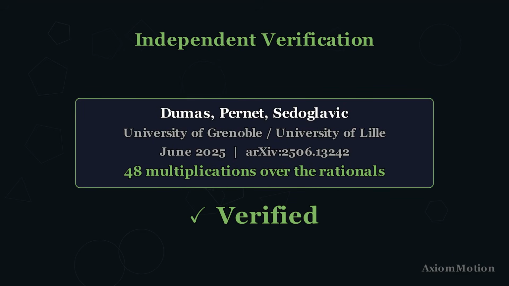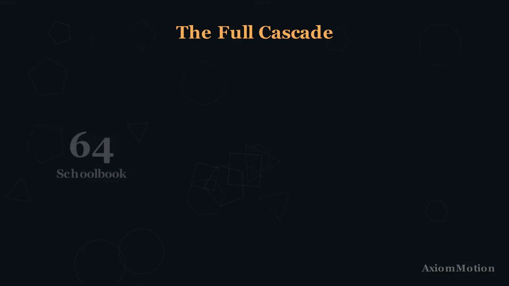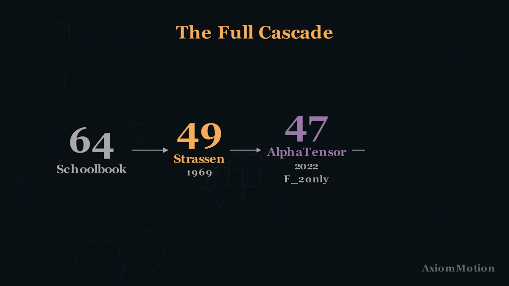Independent verification came quickly. In June 2025, Dumas, Pernet, and Sedoglavic at the University of Grenoble showed that AlphaEvolve's complex-valued scheme could be projected onto the rational numbers, removing any concern about numerical precision. 48 multiplications verified over the rationals. Let us see the full cascade one more time. Schoolbook, 64. Strassen 1969, 49. AlphaTensor 2022 over F2 only, 47. AlphaEvolve 2025 over the complex numbers, 48. The general field record, unbroken since 1969, had finally fallen.